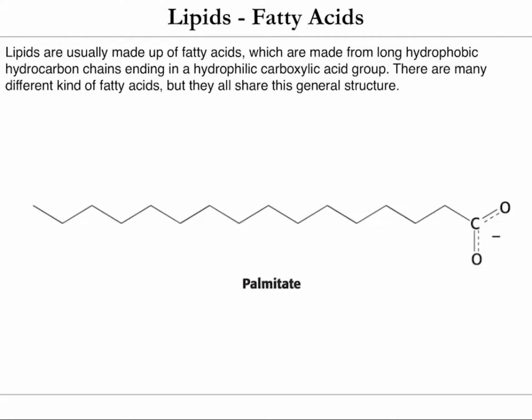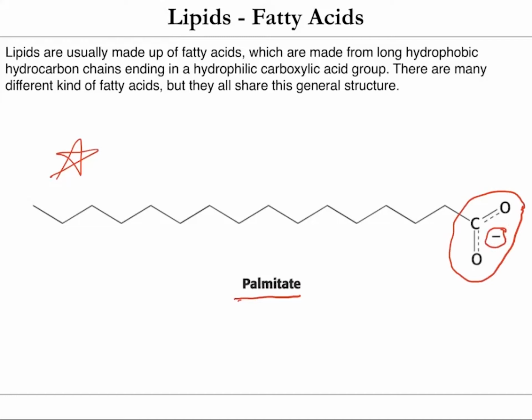All right, now that brings us to lipids. The main component of all lipid molecules is usually fatty acids. So this molecule right here is an example of a fatty acid called palmitate. These are made from long hydrocarbon chains that end in a hydrophilic carboxylic acid group, so these are polar molecules. There are a lot of different kinds of fatty acids, but they all share this general structure. So there's this carboxylic acid group here that has a negative charge.